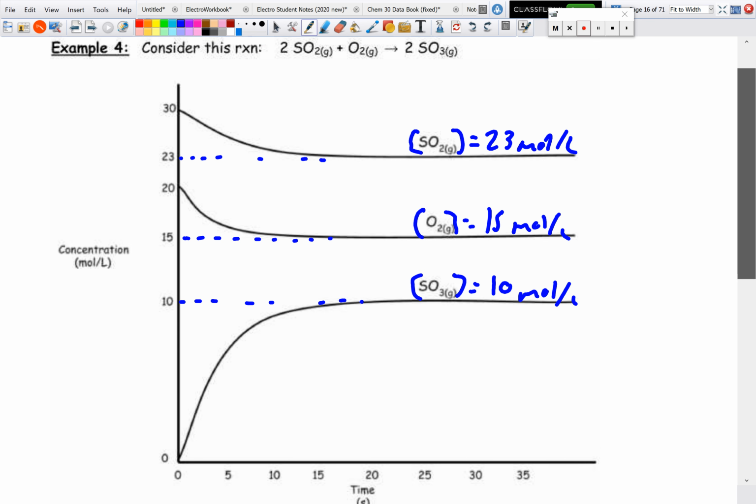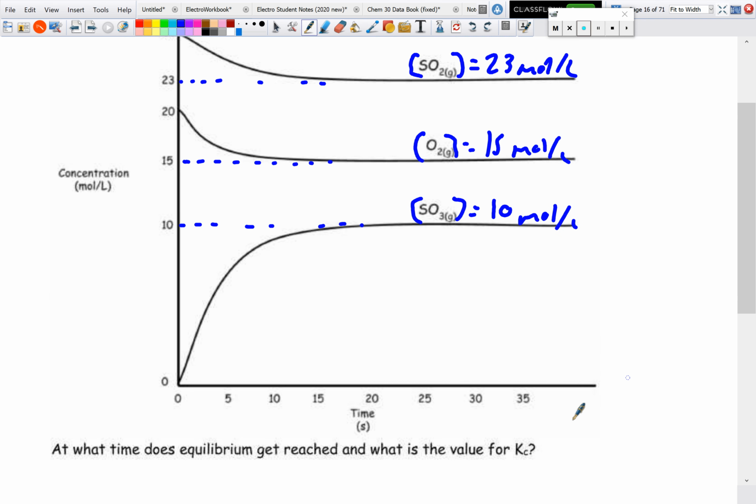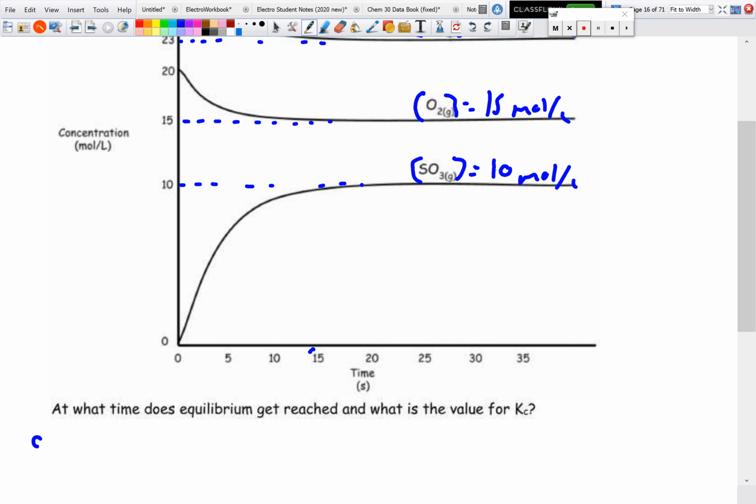So you should be able to solve this right here, because it says at what time does equilibrium get reached and what is the value for Kc. So remember, equilibrium is when basically all the lines are flat. So really we can see around that 15-second, 20-second mark is when the lines start flattening out. So at 15 to 20 seconds.